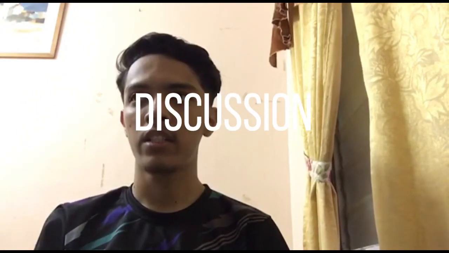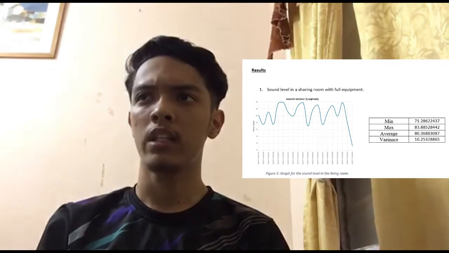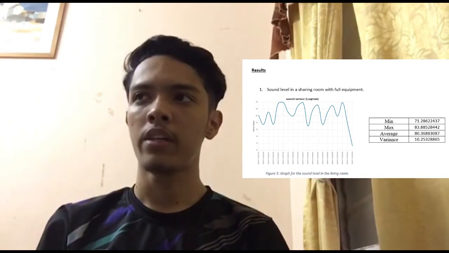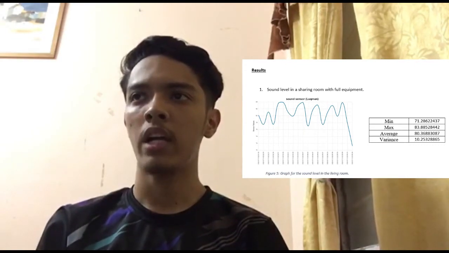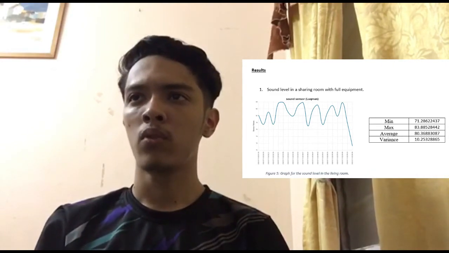Okay, we will move to the discussion session. The first data, which is the sharing bedroom, shows a very high sound intensity, which may be due to noise from TV, radio, and others. The sound intensity was too high, around 80 decibels. This type of room will only cause students to encounter problems sleeping.